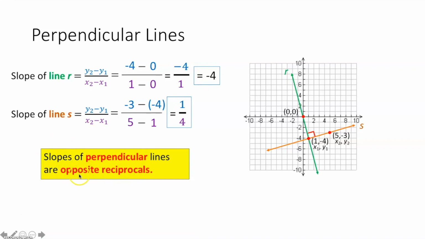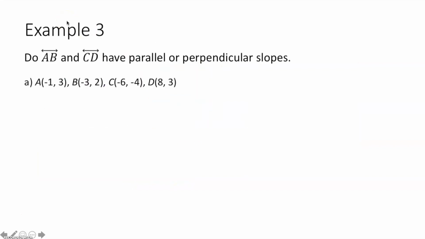Opposite means you change the sign. Reciprocal means you flip the fraction. Example 3 says, do line AB and line CD have parallel or perpendicular slopes? So we're asking if line AB is parallel or perpendicular to line CD. In order to figure that out, we have to find the slopes of each of these lines. And to do that, we're going to use these ordered pairs that we're given.